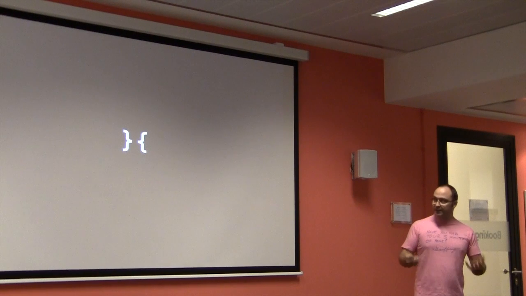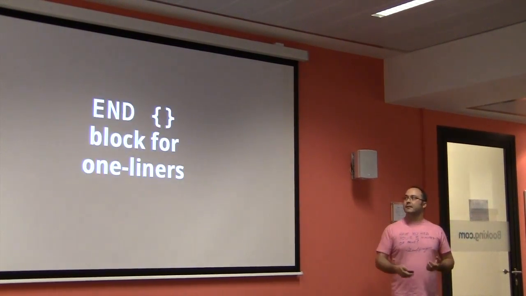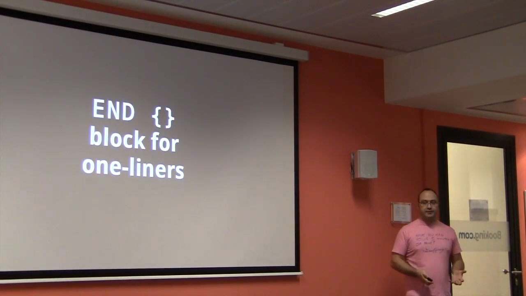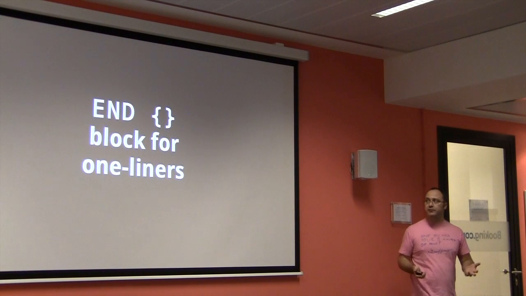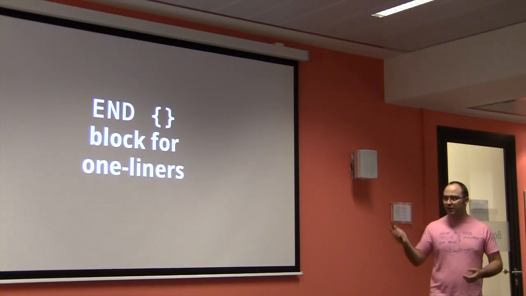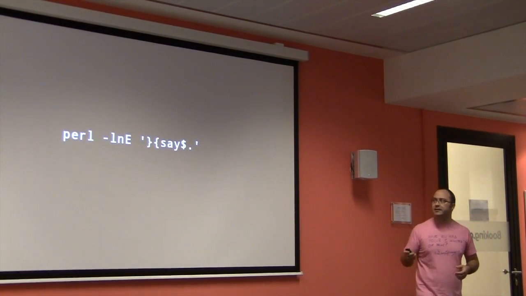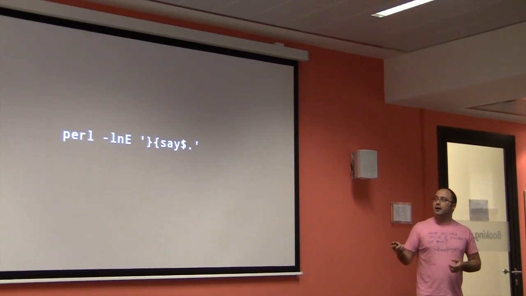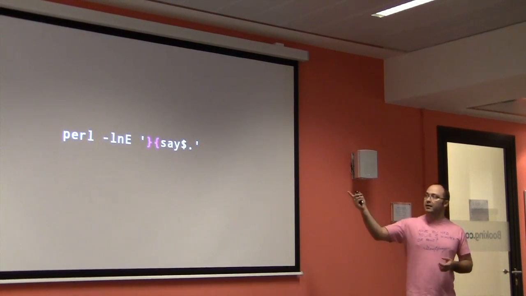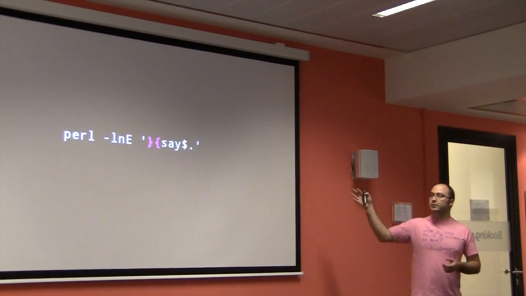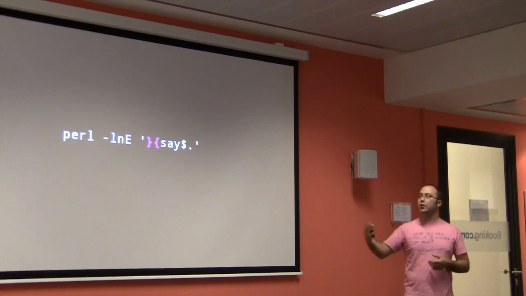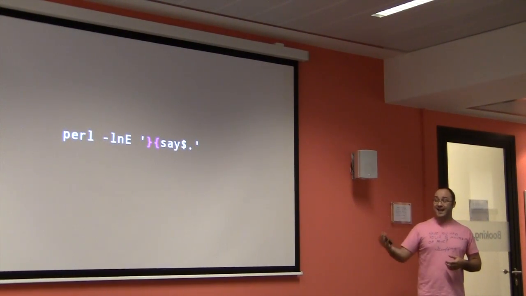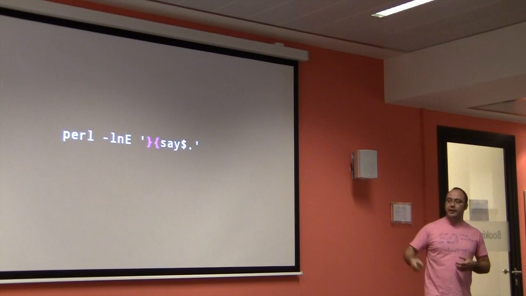And what this does is it's an end block for one-liners. And it was discovered by Abigail. The date was like 1997. And it works like this. So if you write this... Okay, never mind. It's basically wc. It reads the whole input, and at the end of the program, gives you the value of dollar dot.